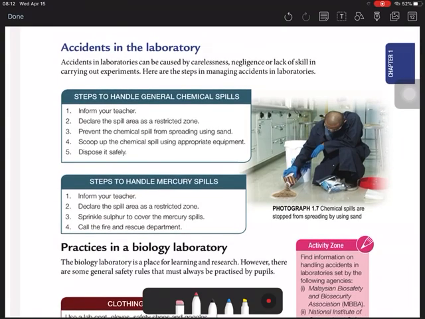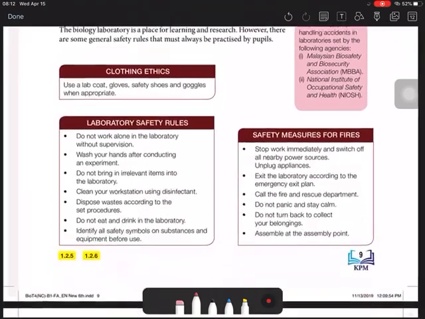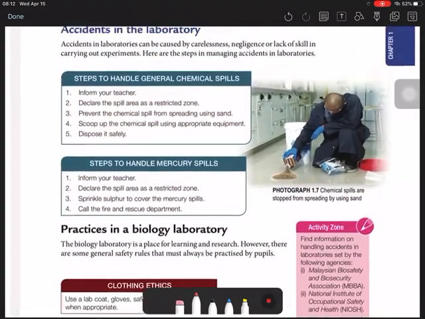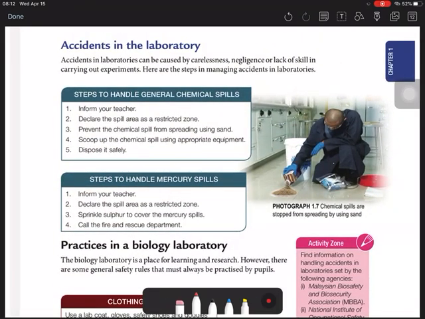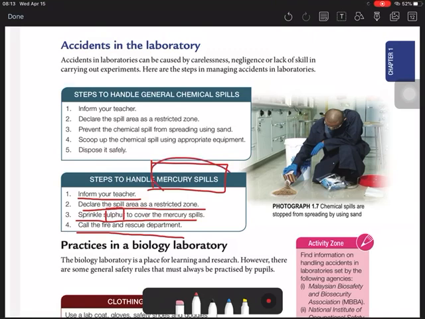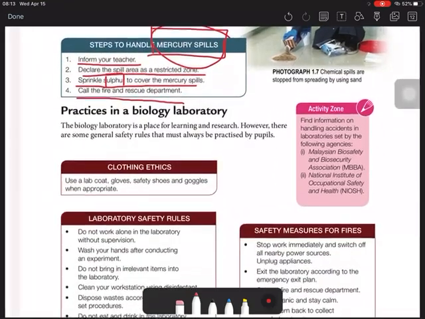Accidents in the laboratory. I'm not sure if we need to go through all these things. One of the very important things you have to know is when there is a mercury spill, please inform your teacher. Declare the spill area as a restricted zone. Sprinkle sulfur to cover the mercury spill if you have access to sulfur, and then call the fire and rescue department. This is very, very important. Mercury is not a plaything.